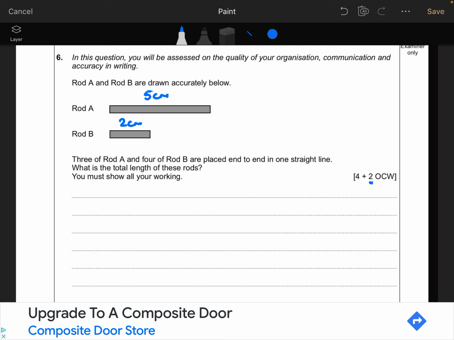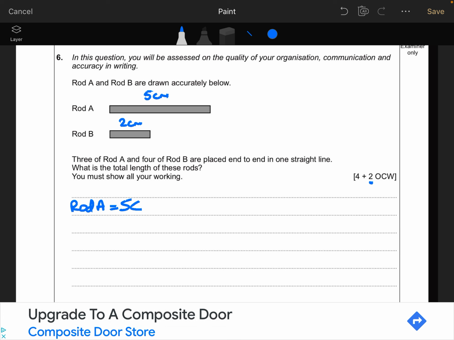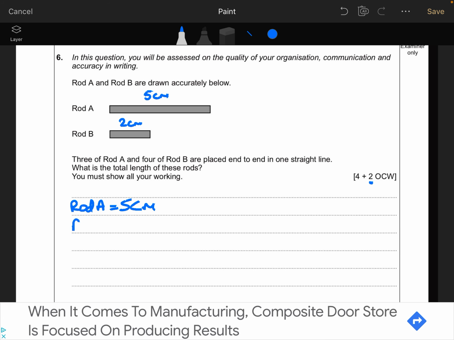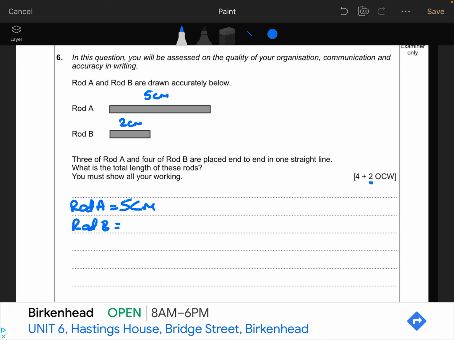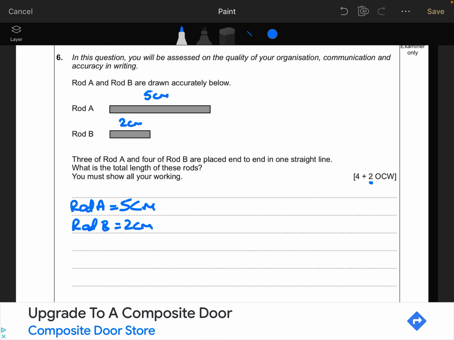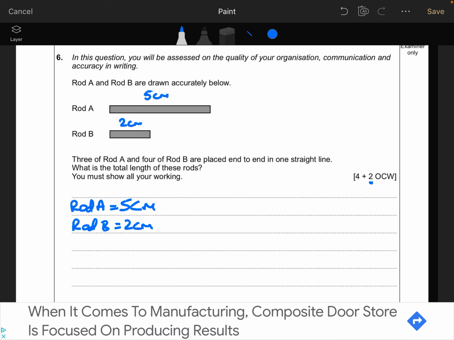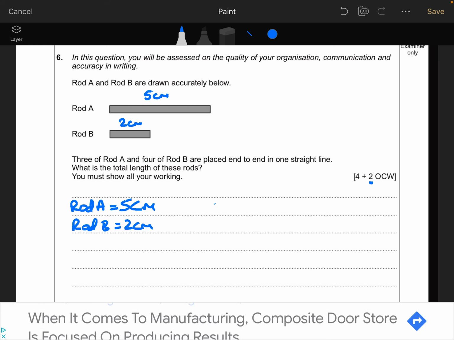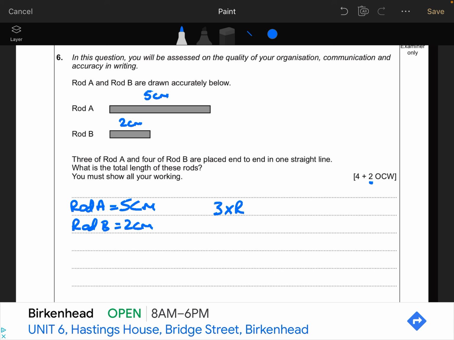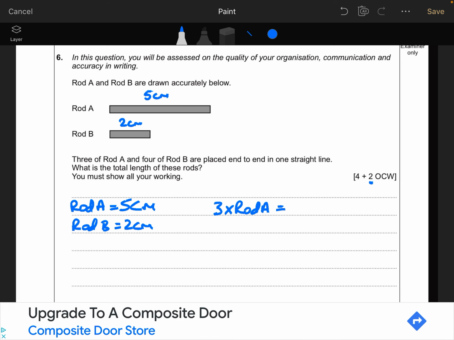So probably the first thing I'm going to show in my working is rod A equals 5 centimeters, rod B equals 2 centimeters. I've presented that really clearly. Now, it says that we're going to place 3 of rod A. Well, 3 times rod A equals 3 times 5, which is 15 centimeters long.